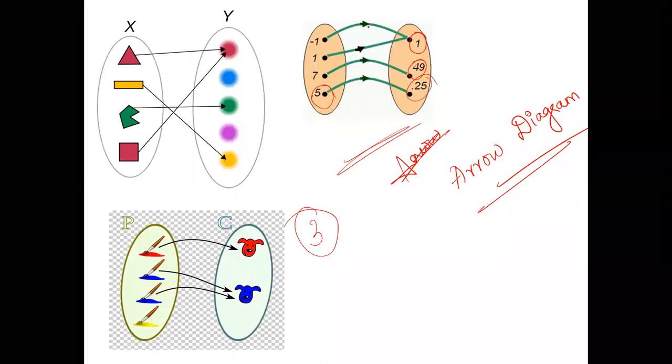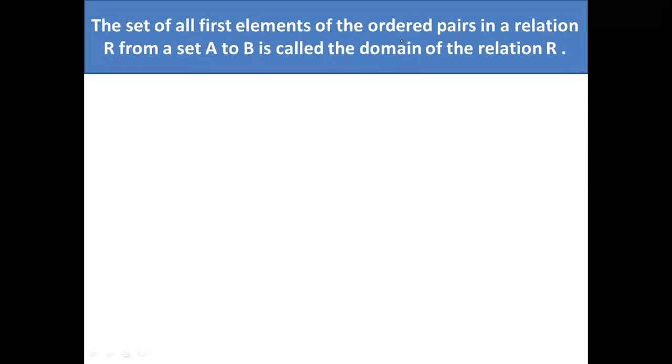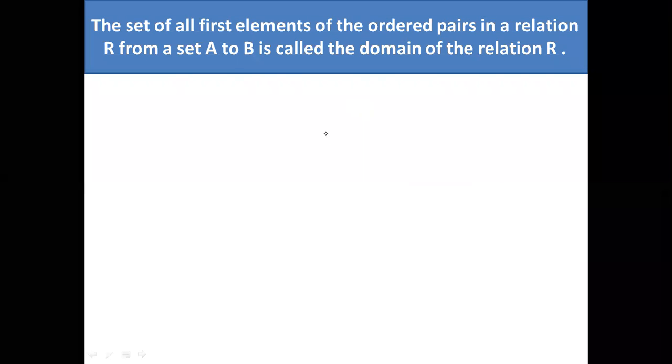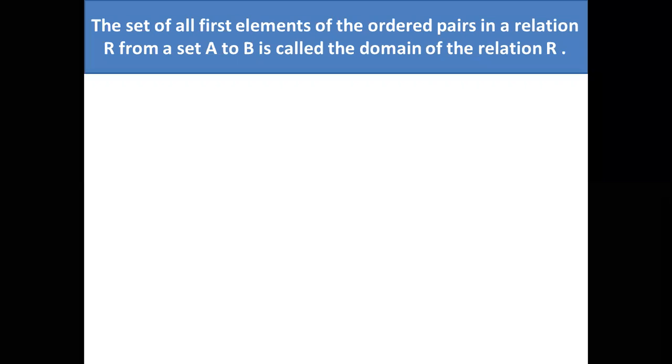The direction of the arrow says this element is related with this, from this set to here. That was the question. Next, when you write the ordered pairs, suppose if I say, wait a minute, sorry.